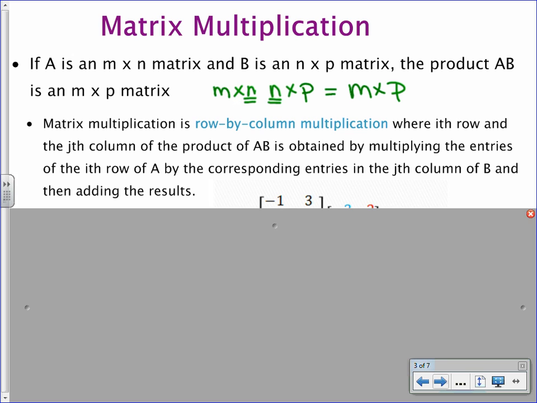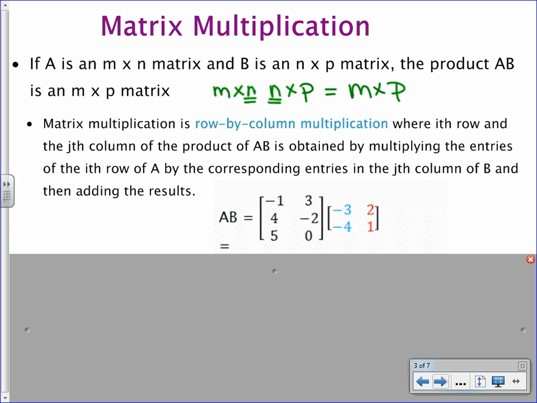Okay? So, please go ahead and write this down. We're going to learn this by example. What is the order of A? And what is the order of B? Since these are the same, we can multiply them together, and our product is going to have what order? 3 by 2.